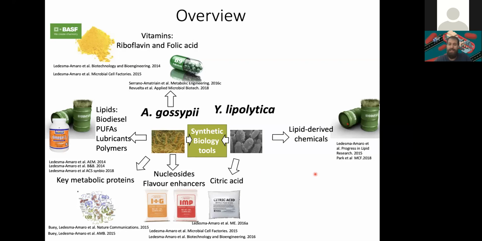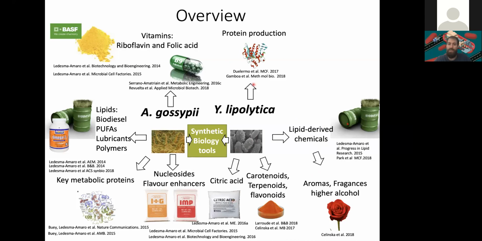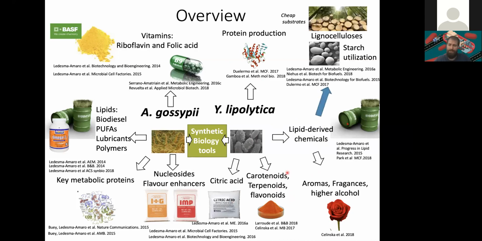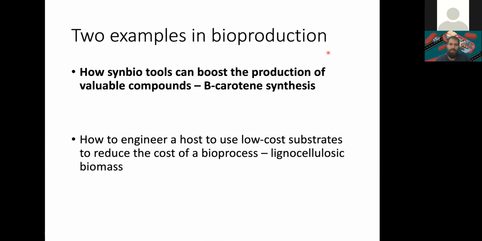In Yarrowia lipolytica, which is a yeast that accumulates a lot of lipids, we've been producing lipid-derived chemicals with specific purposes, but also organic acids that can be used as a building block for the chemical industry. We've also been producing enzymes and proteins, but also aromas and fragrances, and terpenoids and flavonoids. And on top of that, we've also been engineering Yarrowia lipolytica to be able to produce these compounds using low-cost carbon substrates, for example starch or cellulosic materials. But I'm going to talk about this in a minute.